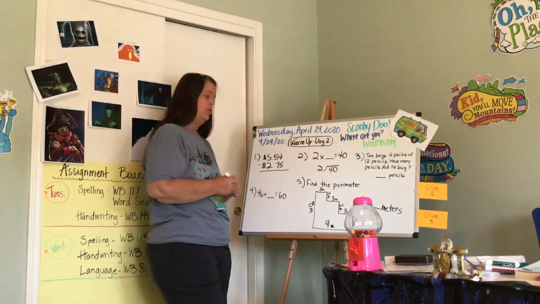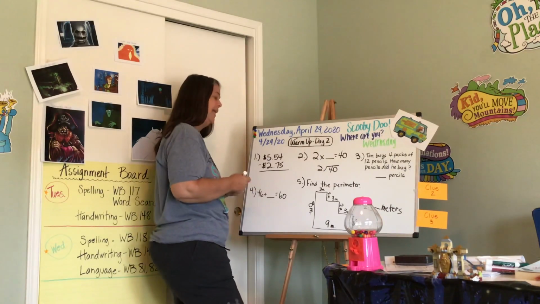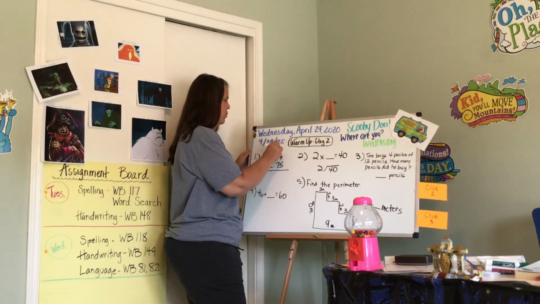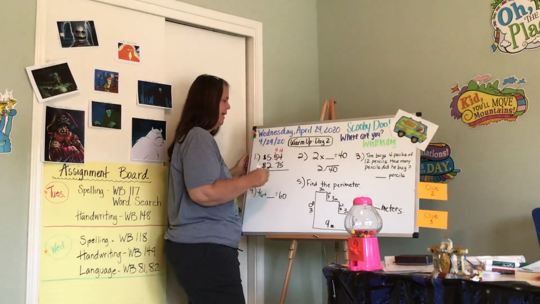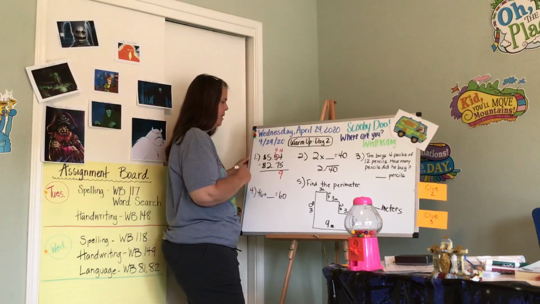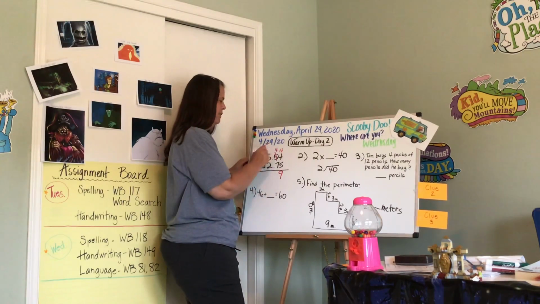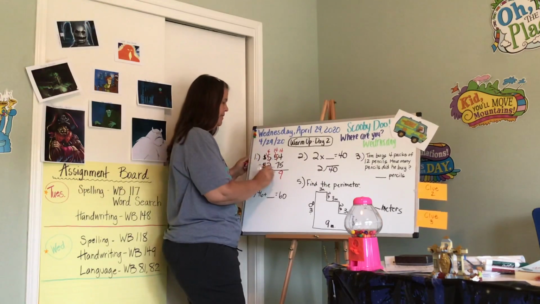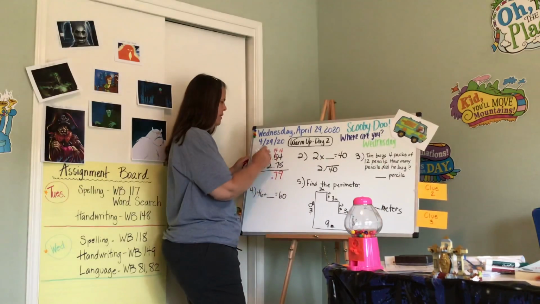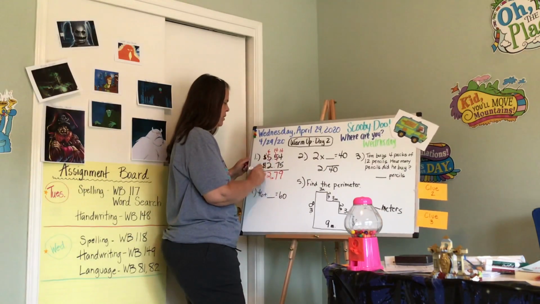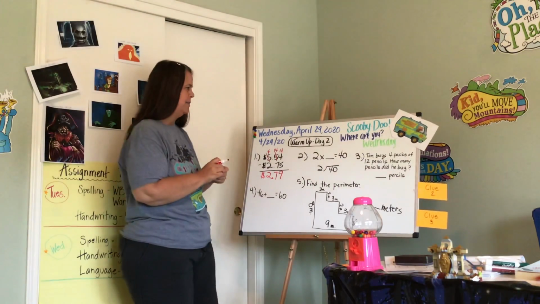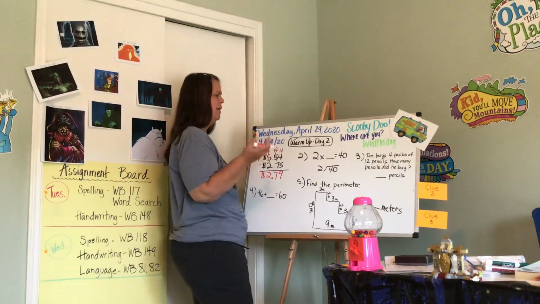$5.54 minus $2.75. I cannot take 5 away from 4, so I need to regroup. This becomes a 4, and now we have 14 minus 5, which is 9. I cannot take 7 away from 4, so I need to regroup again. And now I have 14 minus 7, which is 7. Bring straight down my decimal point. 4 minus 2 is 2. Bring down my dollar sign. Final answer, $2.79.